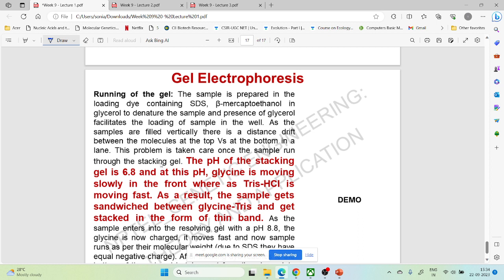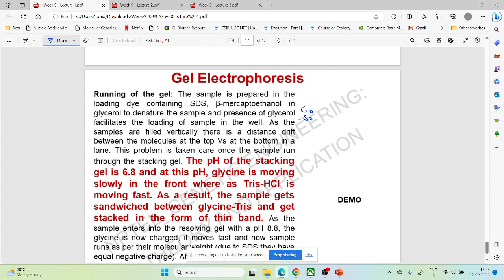So I'm a little confused about the voltage. In one we use 60 volts, in another we use 80 volts. I am confused about which one we use 60 and which one we use approximately 80. You can check it. So basically the difference between the stacking and the resolving gel while running is because of the voltage, because you change the voltage.